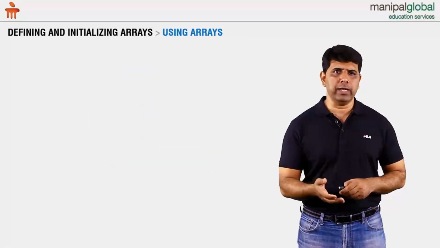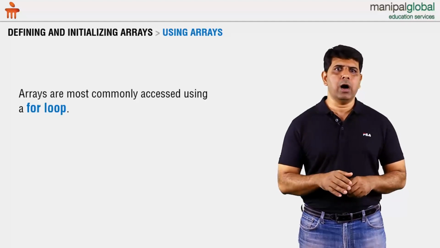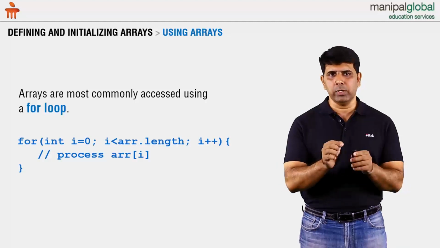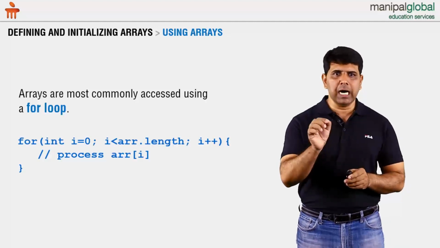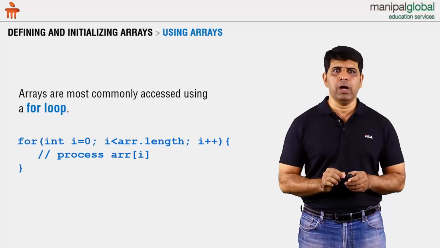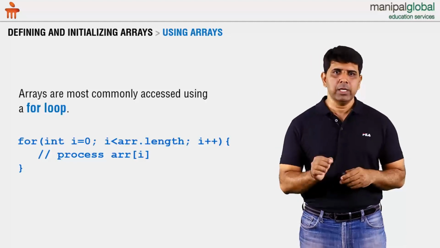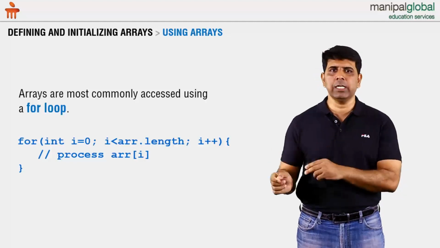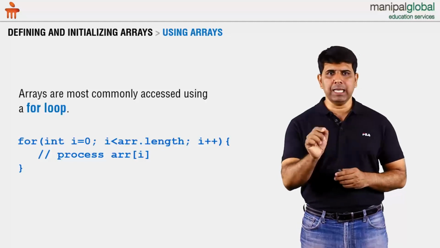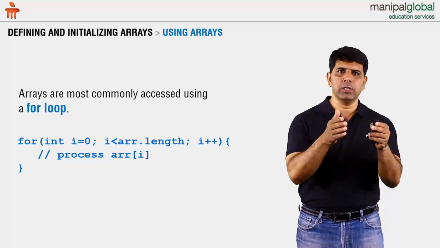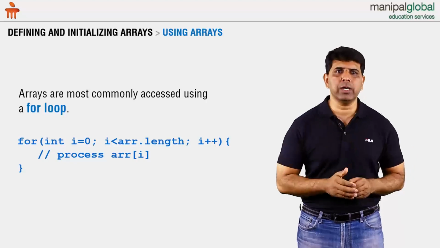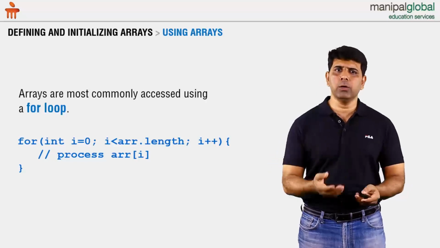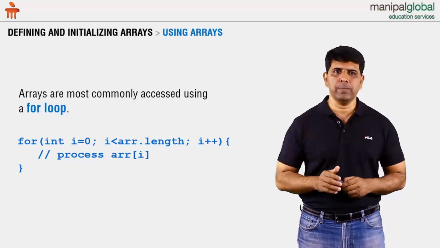Now how do we use arrays? Generally arrays are most commonly used with a for loop. Here is an example. We start with I equals 0 because the array index always starts from 0 and we go till the last element. The last element in the array has an index of array.length minus 1, and since we are using I less than that, obviously we are talking about array length minus 1. So the max value here in this loop for I is array length minus 1. Then inside the loop we process ARR of I.